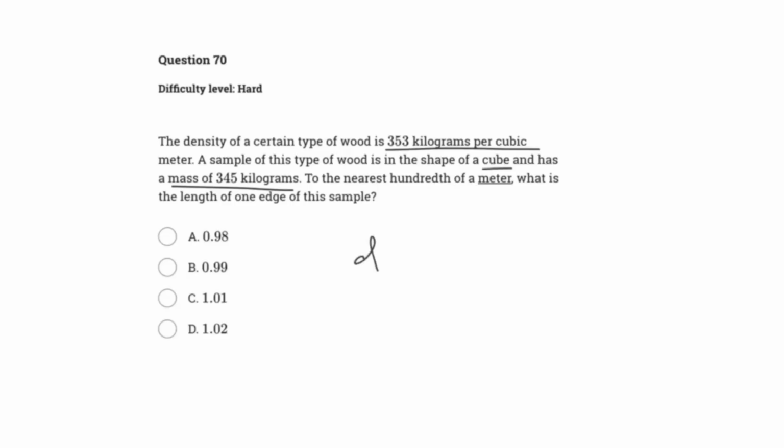We know the equation for density is equivalent to mass over volume. And so if we are able to plug in values for density and mass, which we do have, we can solve for volume and ultimately find the length of one edge of the sample. So we know that density here is 353. I'm just going to ignore units. Mass here is 345 over V. If we solve for V here, we get V equals 0.977.